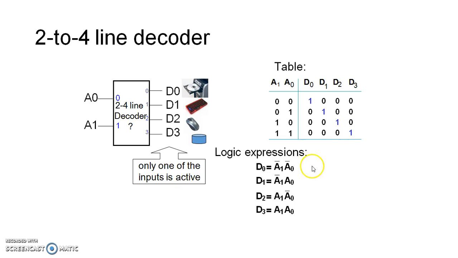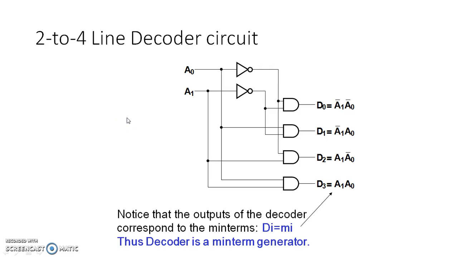And these are the logic expressions which I have written down from this table. So D0 equals A1 bar into A0 bar. We use AND gates here because AND gates give a high output when all the inputs are high. Likewise I have written for D1, D2 and D3. These are called minterms. So the decoder is called a minterm generator.